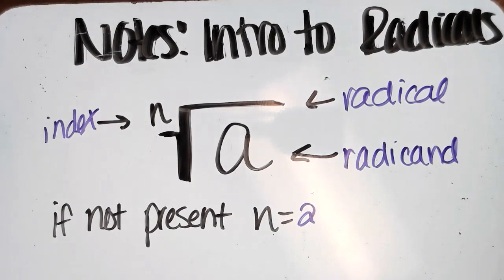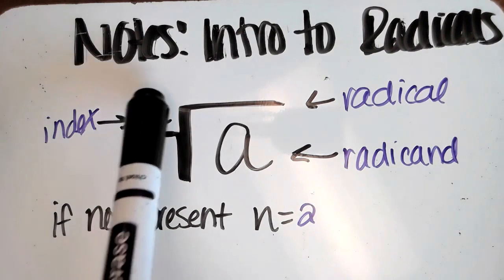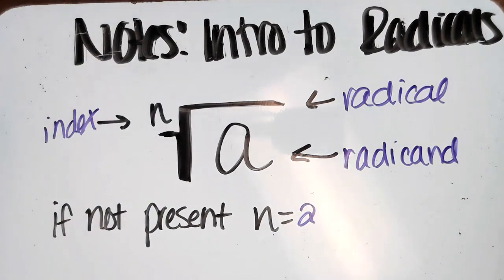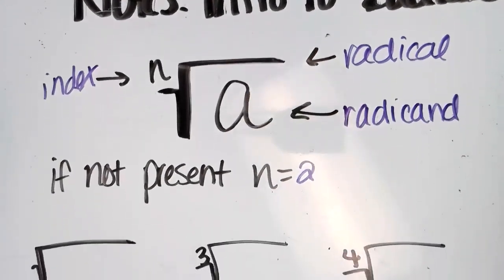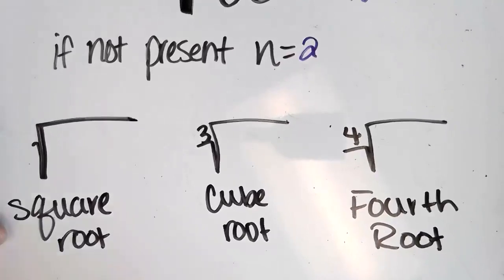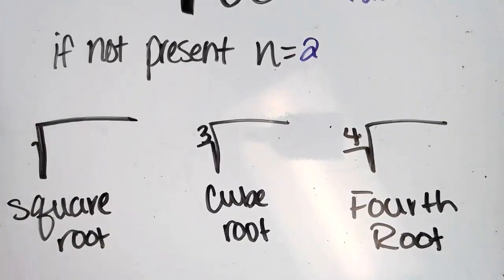The number underneath the radical sign, in this case it's A, is called your radicand. And then the number outside is called your index. If it's not present, then your index is automatically 2 and you're working with the square root. So the ones we're working with in this lesson are the square root that doesn't have anything, the cube root will have a 3, and the fourth root has a 4.